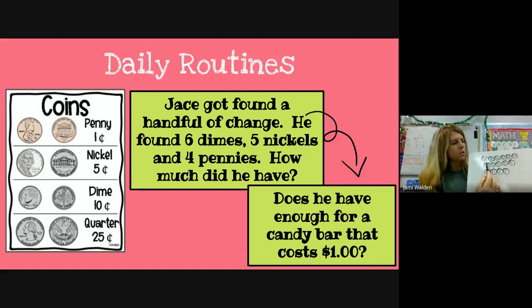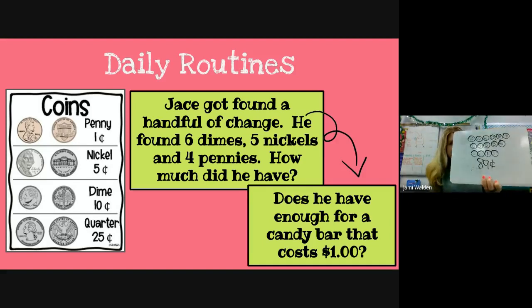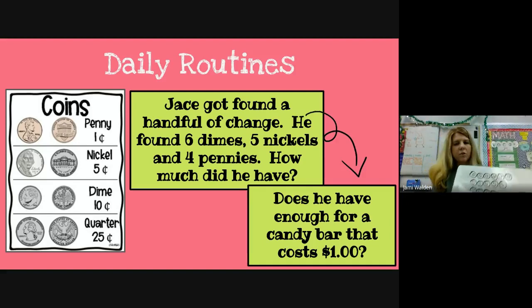Count by tens first. 10, 20, 30, 40, 50, 60. Freeze, switch to 5s. 65, 70, 75, 80, 85. Switch to 1s. 86, 87, 88, 89. He has 89 cents.